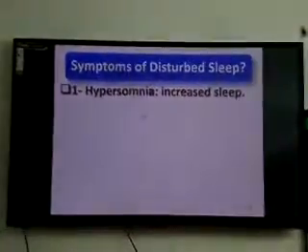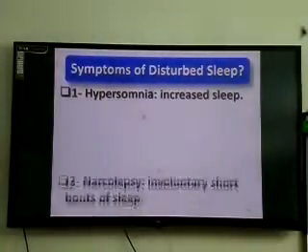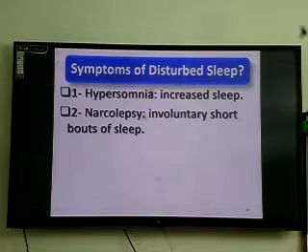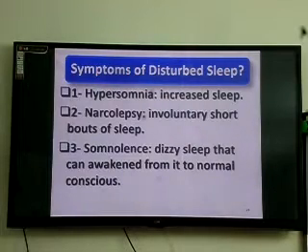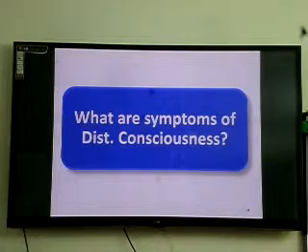Maybe hypersomnia, which means increased sleep, or narcolepsy, which is involuntary short bouts of sleep. Somnolence, this is sleep that one can awaken from to normal consciousness. Dizzy, but when aware, he will be in normal consciousness. What are the symptoms of disturbed consciousness?